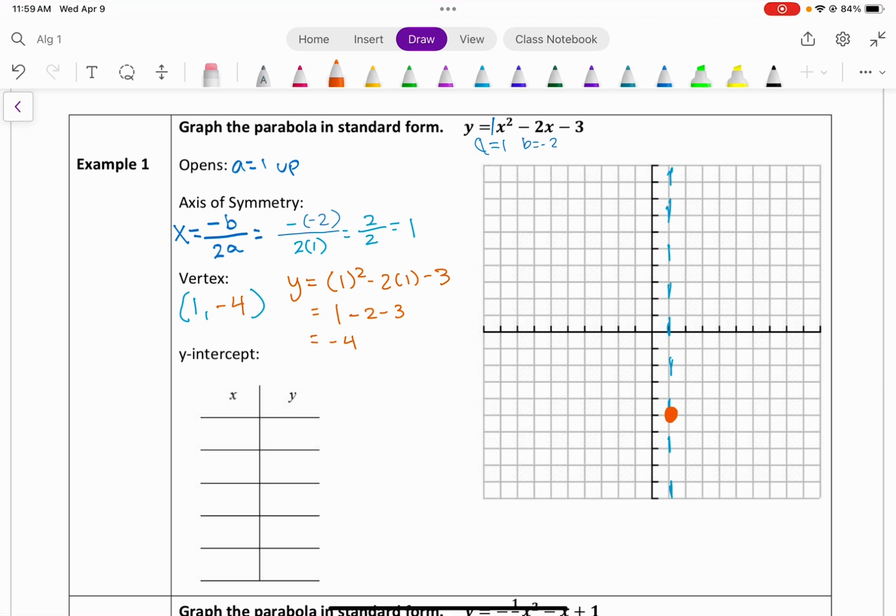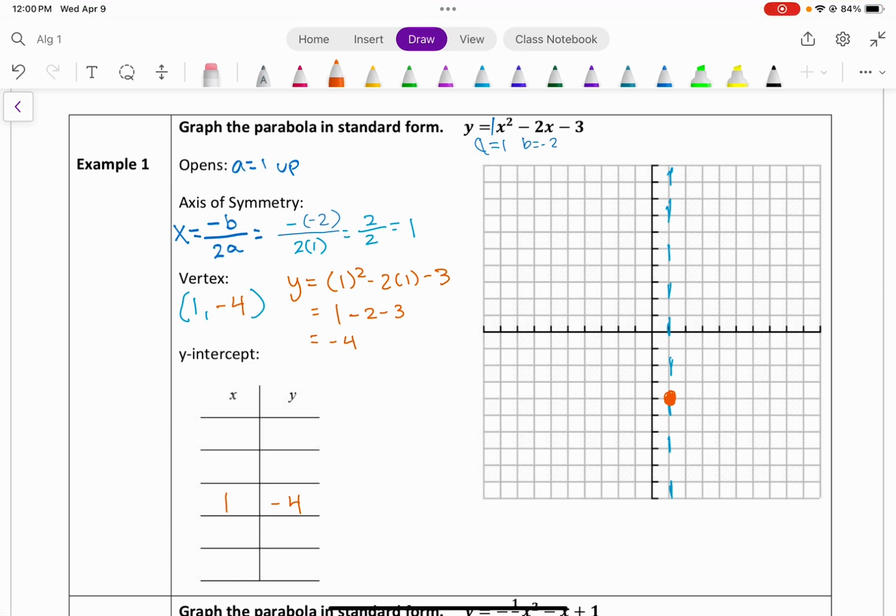1, 2, 3, 4, 5. I went down too far. Let me fix my point. 1, 2, 3. There we go. Here's 1, -4. Now I'm going to put that in the middle of my table because I like having my vertex in the middle. And now I need other points, right?